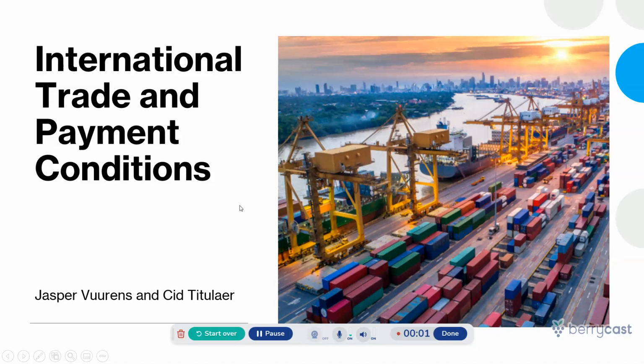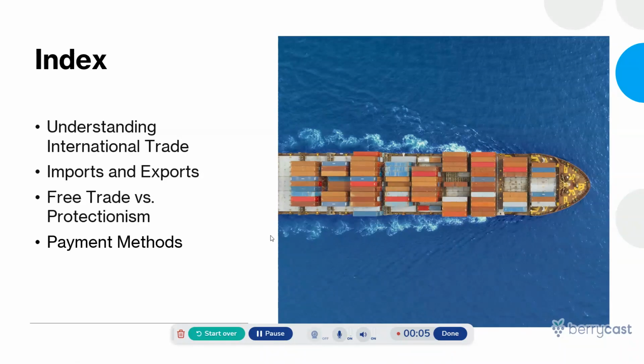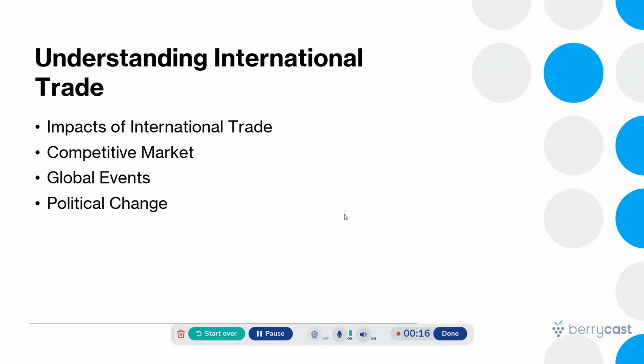Welcome to our presentation. Today we're going to talk about international trade and payment conditions. The topics we are going to talk about today are understanding international trade, imports and exports, free trade versus protectionism, and payment methods.